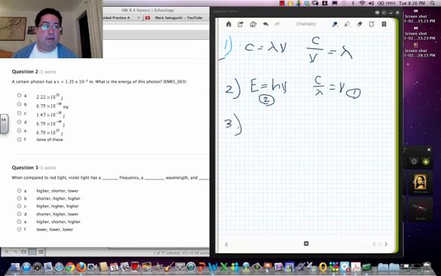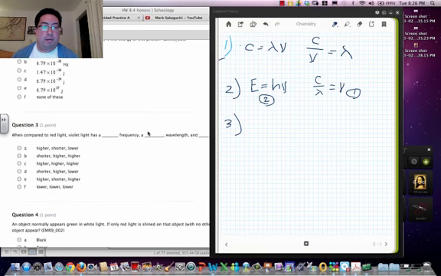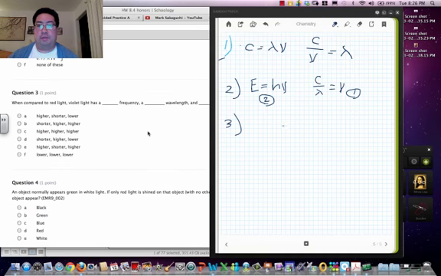For number 3 here, remember what you know about the color spectrum. We talked about ROY G BIV in our homework the other day. As a review, this end has low frequency, so low nu. This end, the violet end, has high frequency, or high nu. This end has low energy. This end has high energy.